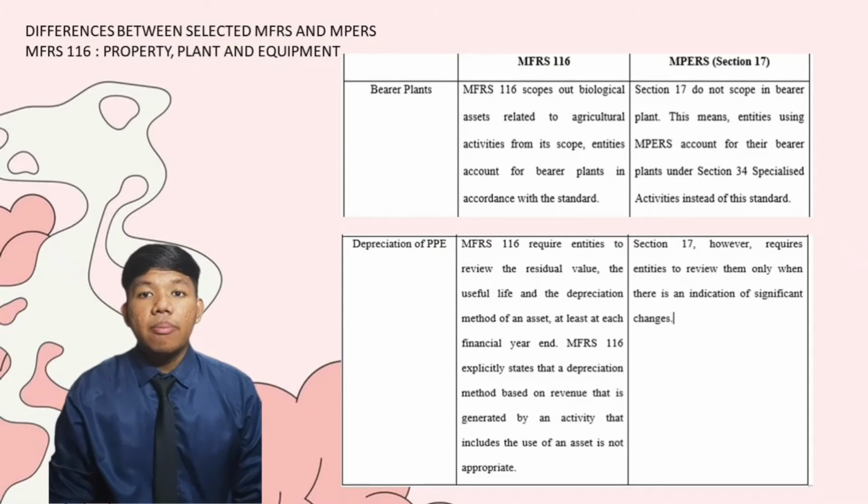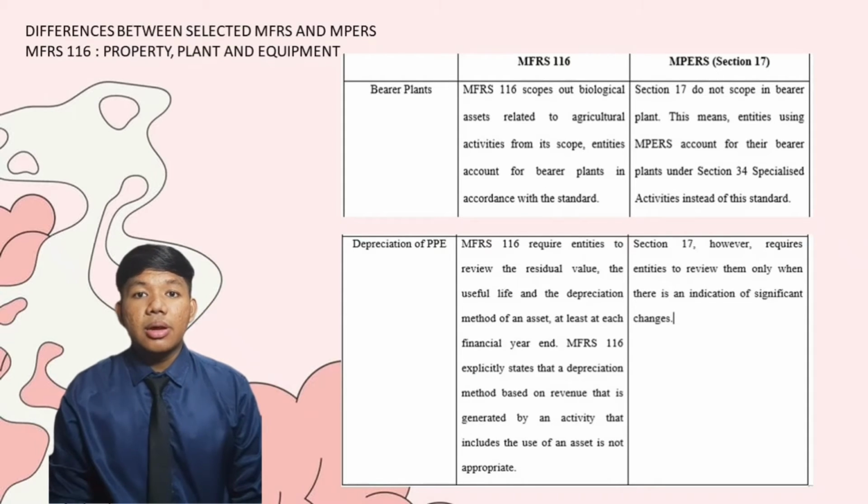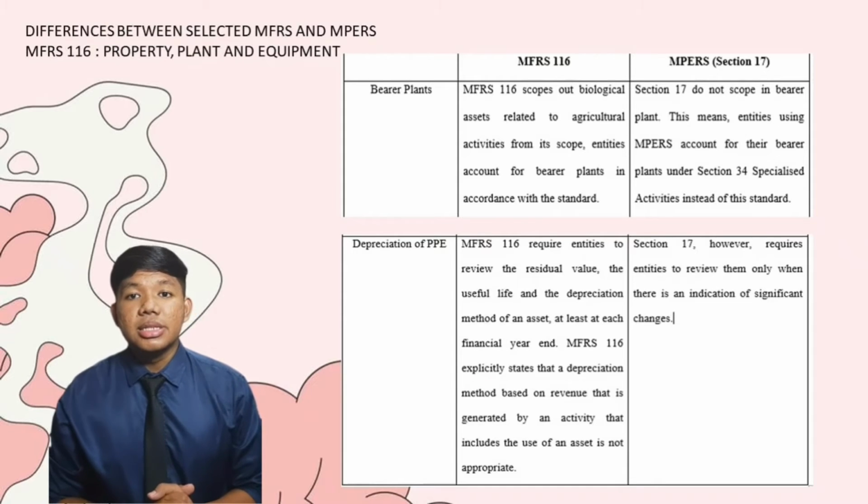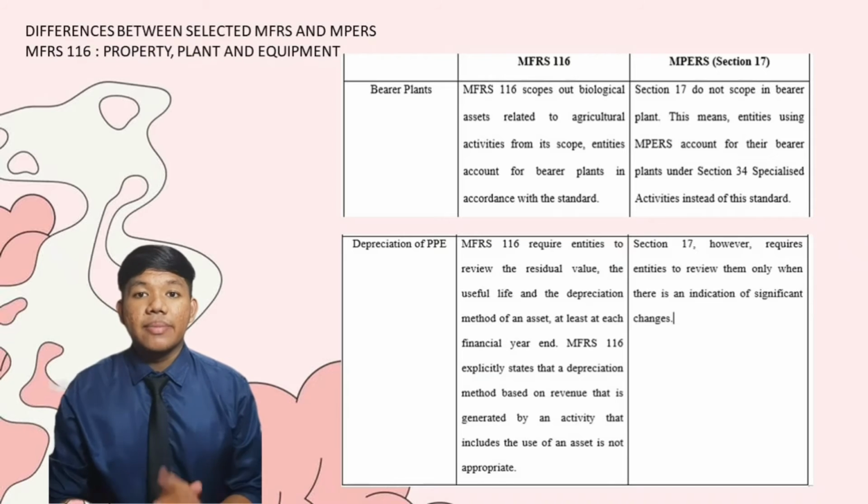MFRS 116 scopes out biological assets related to agricultural activities from its scope, and entities account for bearer plants in accordance with the standard. While for MPERS, according to Section 17, bearer plants are not scoped in. This means entities using MPERS account for their bearer plants under Section 34, Specialised Activities, instead of this standard.